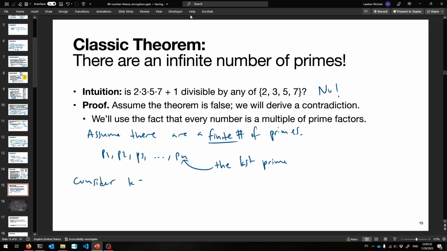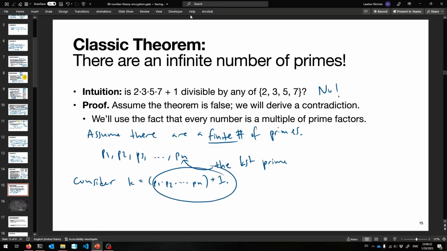Consider k, we'll call it k, equal to: multiply all your prime numbers together. You made me a list. Use that list. Multiply every prime number on that list together, all the way to Pn, and then add 1. So we're saying that this is a number, right? We can make it. We can multiply all these numbers together and add 1.